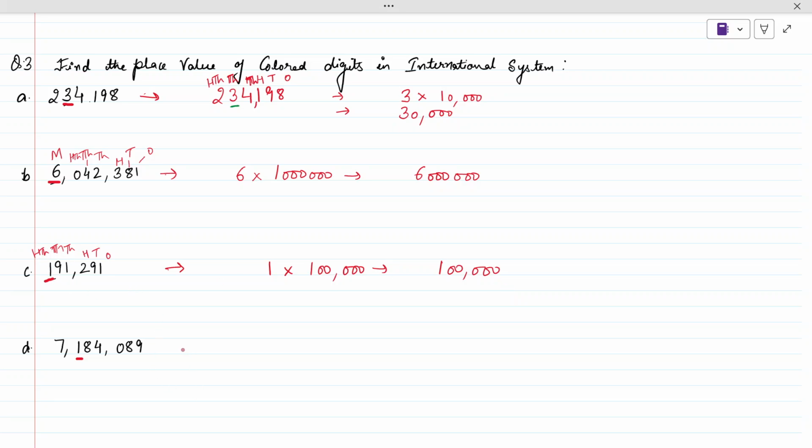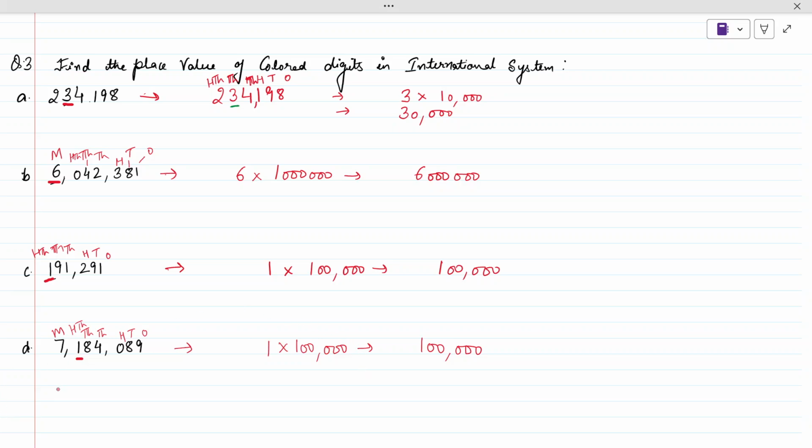The last one of the third question, the last part is here. Again, we will write down the places: ones, tens, 100, 1,000, 10,000, and 100,000, then million. Now this 1 is present at the 100,000 place, same as above. 1 multiplied by 100,000 gives us 100,000 as the place value of this digit 1 in the international system.